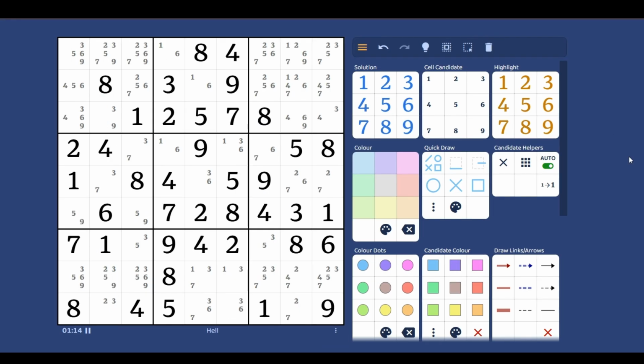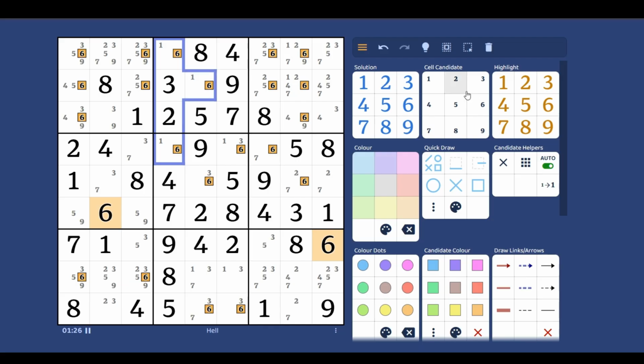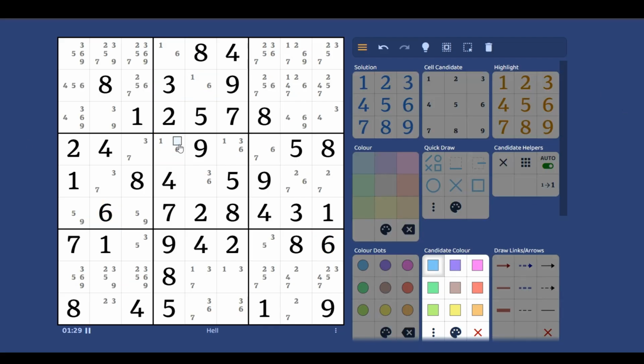So here's another grid from Sudopedia, and sixes are going to be the digit we're going to focus on. So we could see these three sixes are strongly linked. Let's go ahead and color those blue and yellow.